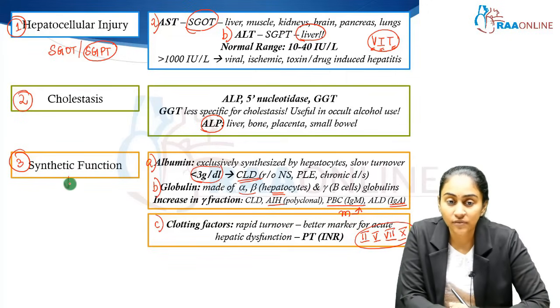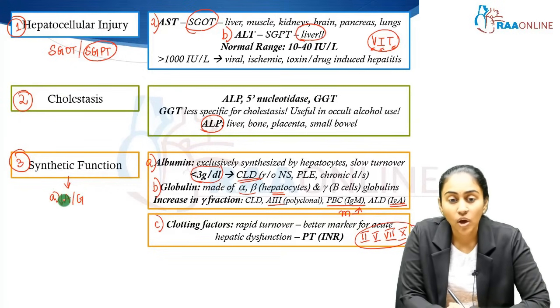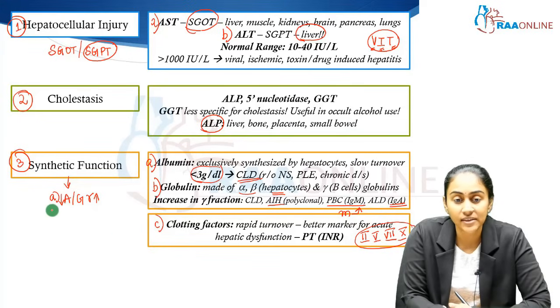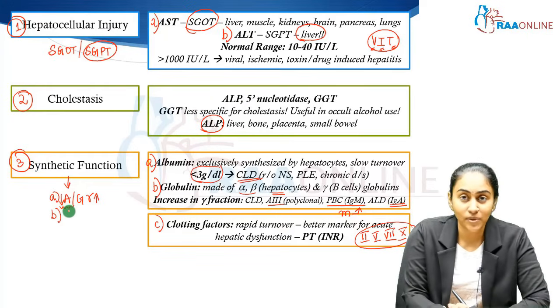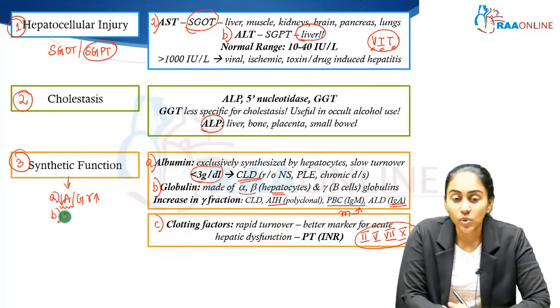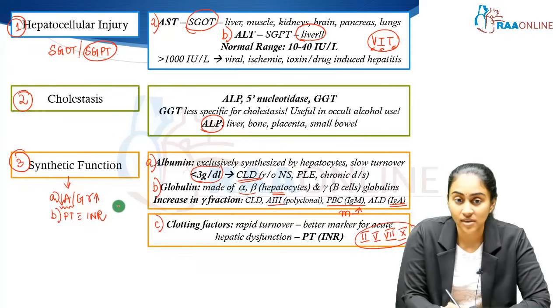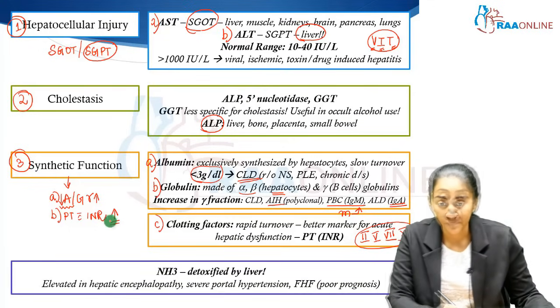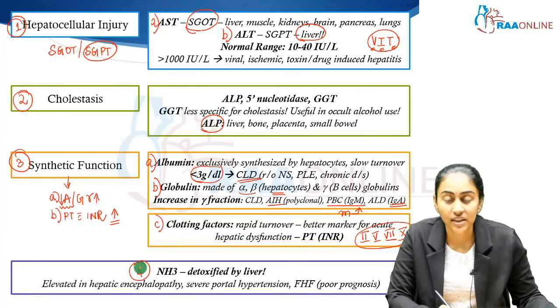So, when we look at synthetic function, you have on one hand albumin and globulin. Your albumin is going to be low. Your alpha and beta fractions of globulin are going to be low, but because your B cell is going to continue to produce your gamma globulin, that will be high in a patient with chronic liver disease. And in patients with an acute hepatic dysfunction, more than relying on albumin, which has a very slow turnover, we can do a PT with INR, which will tell us if the synthesis of clotting factors is adequate or not. An elevation in the PT with INR tells us that there is a deficiency in the synthetic function of the liver.